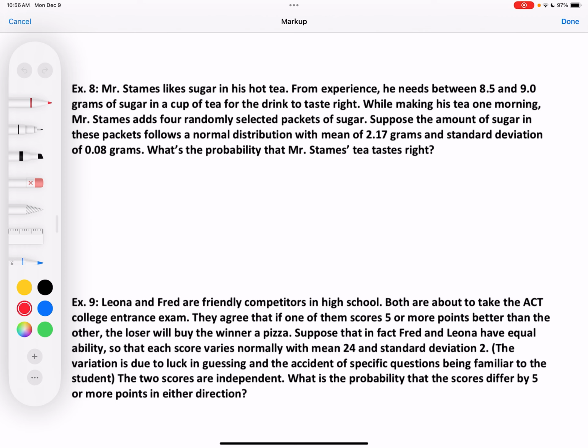So, I know that the mean of each packet is 2.17, but how many does he put in there? 4. So, what do I need to do to find the mean for his cup of tea? Divide by, or, there's 4 packets in there, each 2.17 grams. Oh, so just multiply by 4. Yep, so the mean is going to be 4 times 2.17, which gives us 8.68.